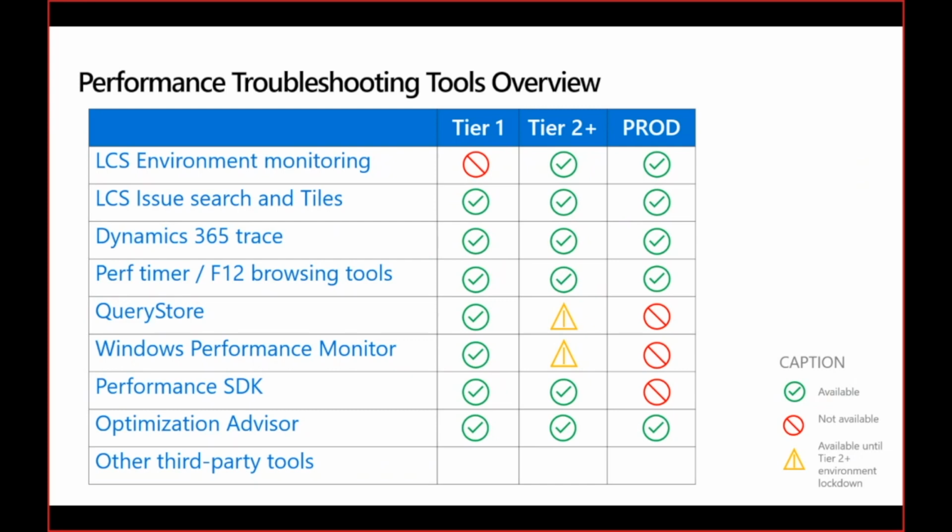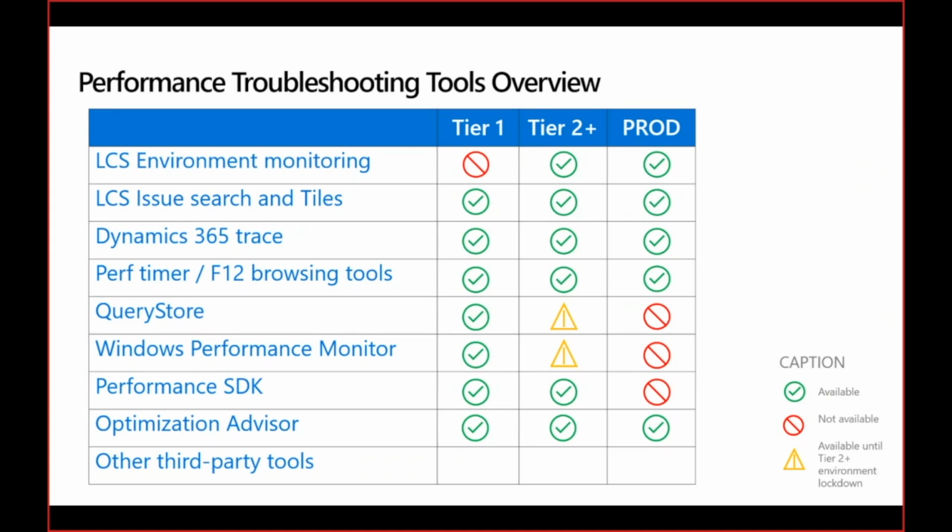Another tool I will highlight later after the demonstration is LCS issue search and tiles. Then Markus will demo Dynamics 365 tracing and the perf timer tool and the F12 browser tools, typically inside the browser. These tools are not new, definitely not the tracing, but still there are a lot of questions and people not always knowing how to use or how to analyze a trace, or how to start analyzing. Query Store will be highlighted at the end of the presentation and is a useful tool. Query Store will also be used in the backend for production systems, but cannot be queried directly. But of course, through LCS environment monitoring, we make use of Query Store as well.